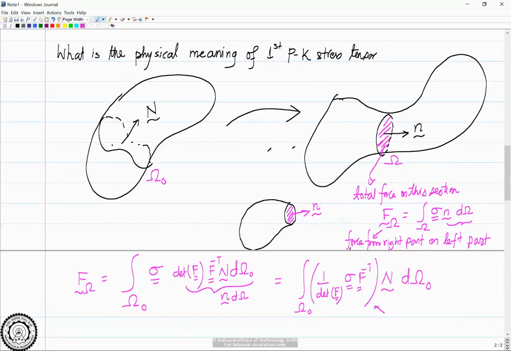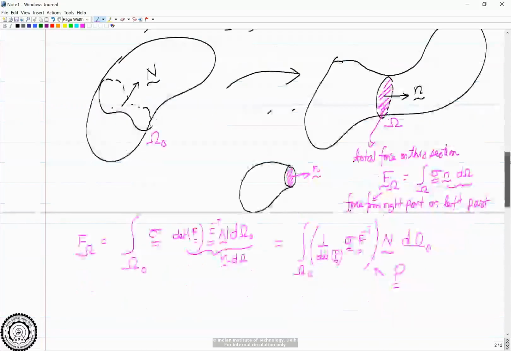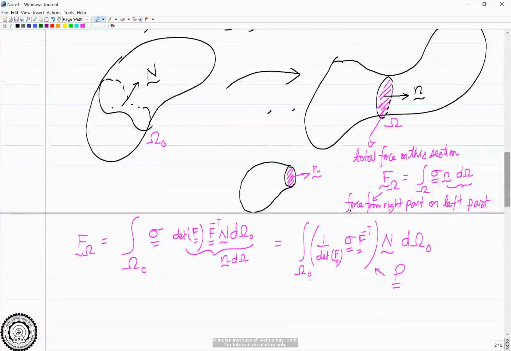And this thing is called first PK, big P. So you can see right now it looks like a mathematical quantity. I just want to work out the total force in a Lagrangian framework. And when we did the transformation, the thing inside the bracket, I'm just calling first PK. But it has some physical meaning also.